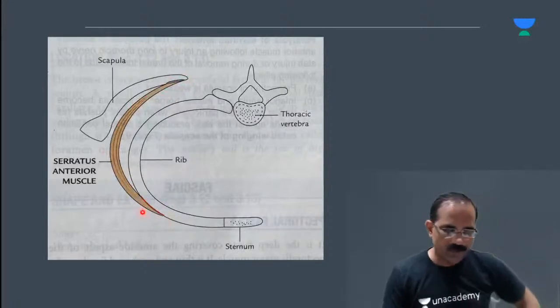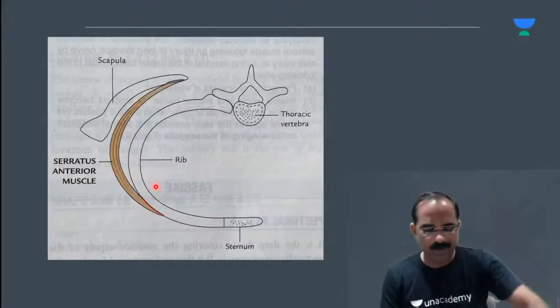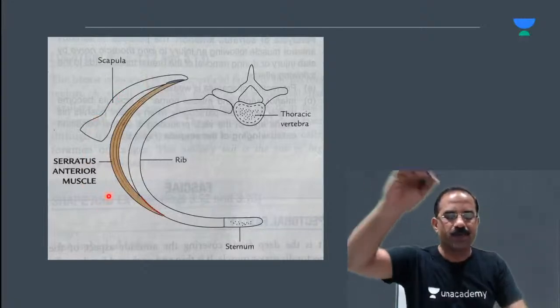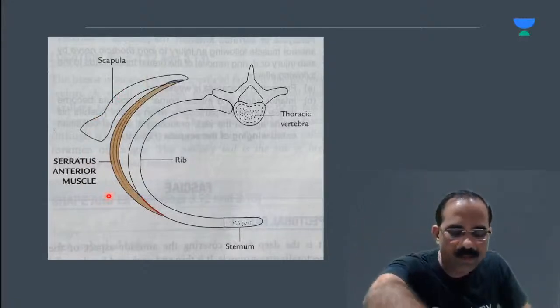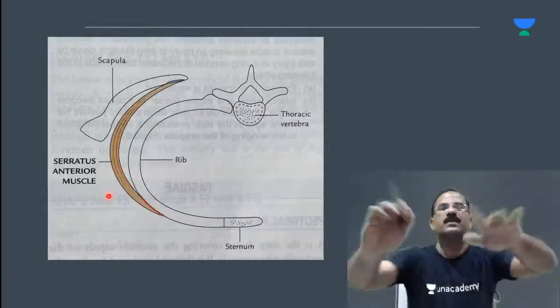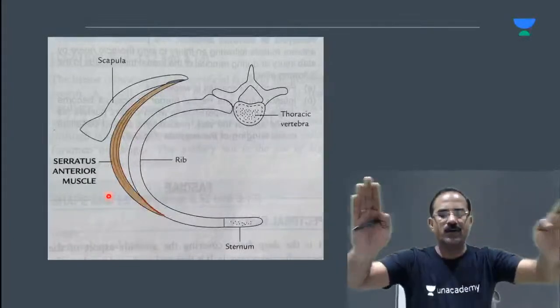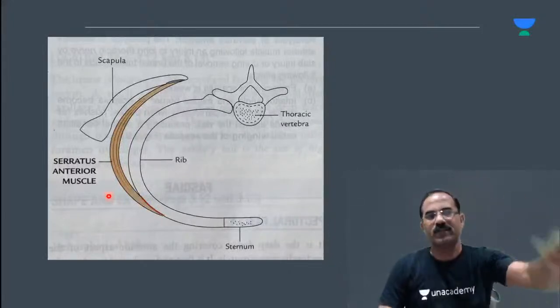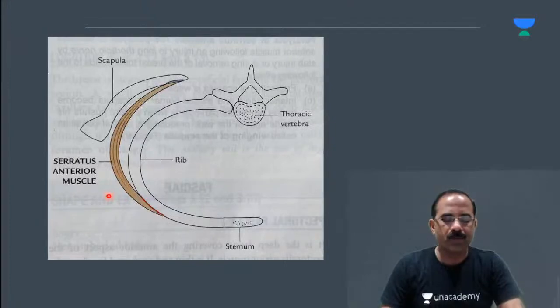Now when this muscle is going to contract, just tell me what will happen. When this muscle will contract, it will pull the scapula outwards. Like for example, if you're lifting something from a distance, or if you're pushing someone, the scapula goes outwards, and this is what we call as protraction of scapula.